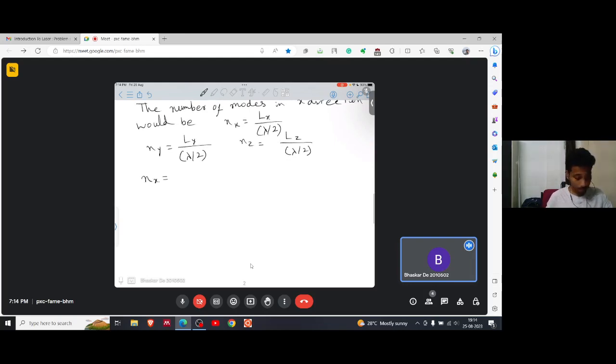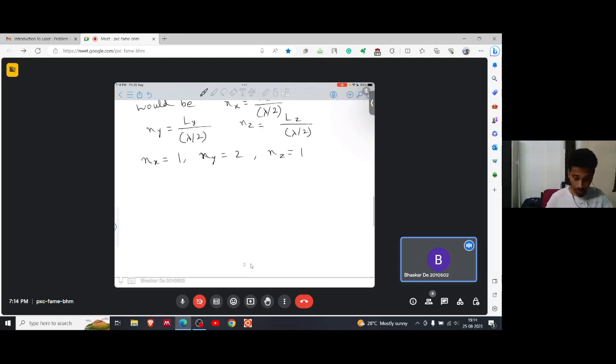Now the value of nx can be 1, ny equal to 2 and nz equal to 1. So this particular combination describes one mode.